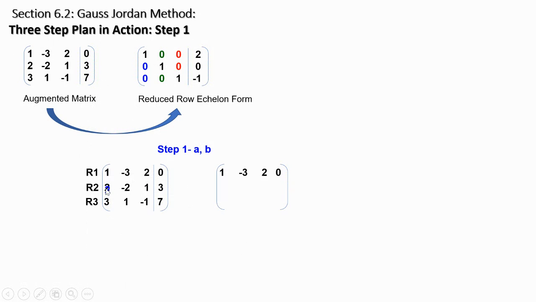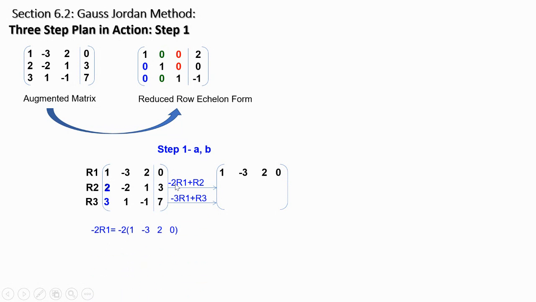So for the first step, the 2 must be a 0, and also the 3 must be a 0, which means I got to change row 2, and I got to change row 3 by using row 1. So I'm going to multiply -2 times row 1 and add it to row 2. And then I'm going to multiply -3 times row 1 and add it to row 3. Now here's my work.